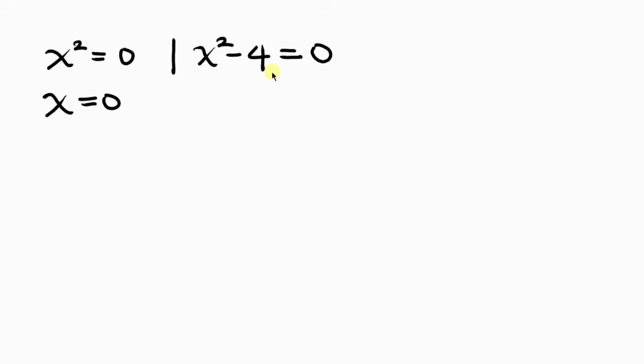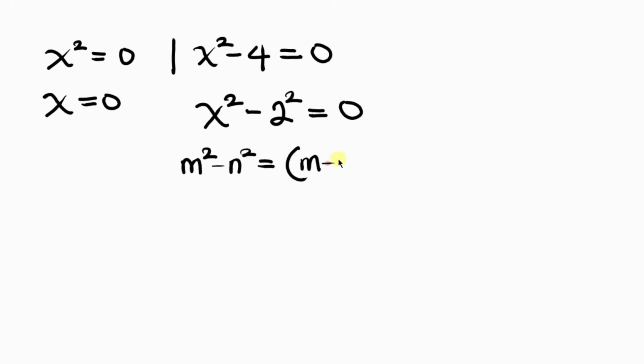Now for the second case, we have x squared minus 4 to be equal to 0. Now we can rewrite this by simplifying further, as x squared minus 4 is a perfect square, which means it can be written as x squared minus 2 squared. This is equal to 0. Now notice something happening here. This is a difference of 2 squares. For a difference of 2 squares, it has an identity of m squared minus n squared to be equal to m minus n times m plus n. So let's apply this to what we have here.